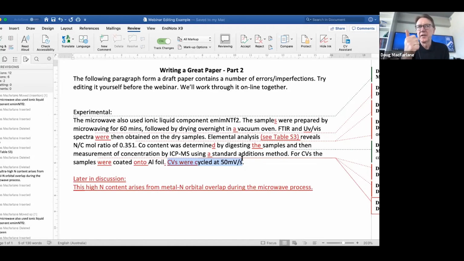So first of all, get the English and the grammar sorted out, and any ambiguities. The second is look at the structure. So that's usually whole sentences that maybe aren't in the right place. And then the third is the science, making sure that it's all properly presented in various ways.